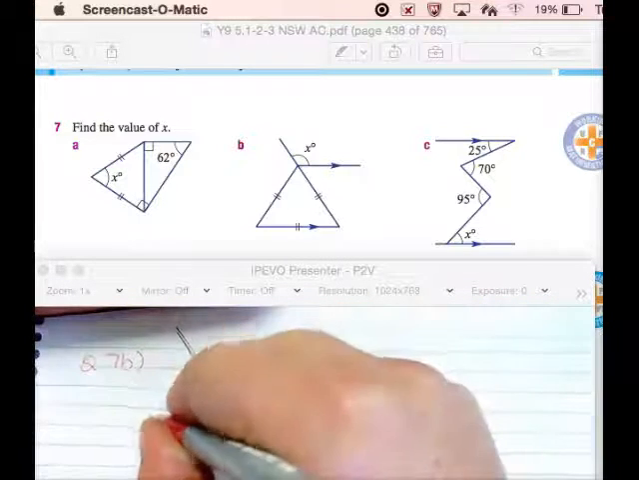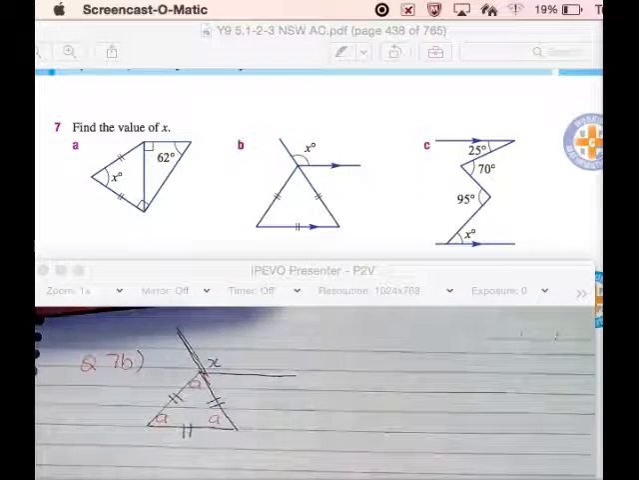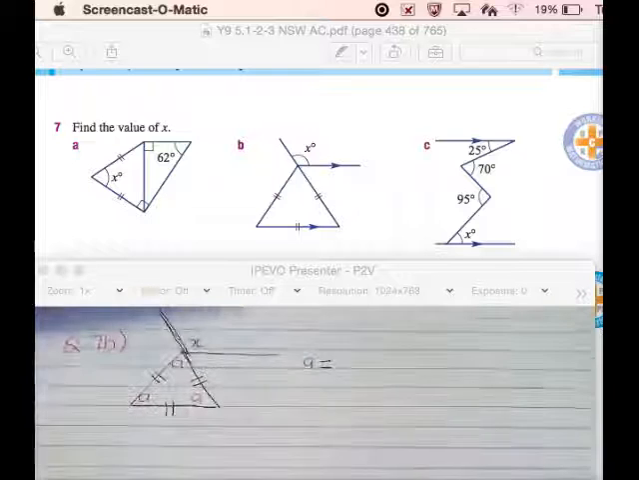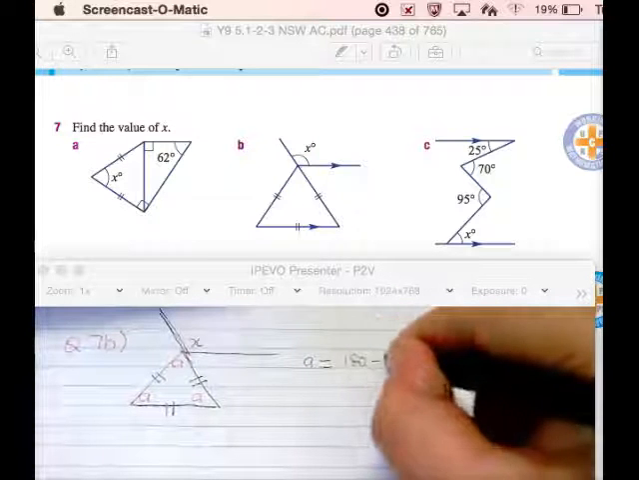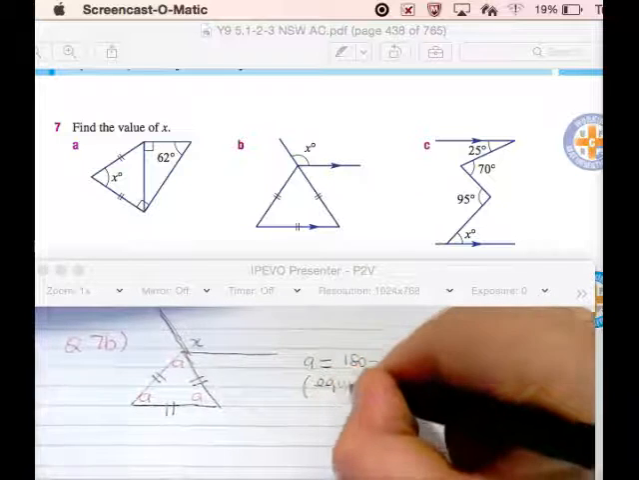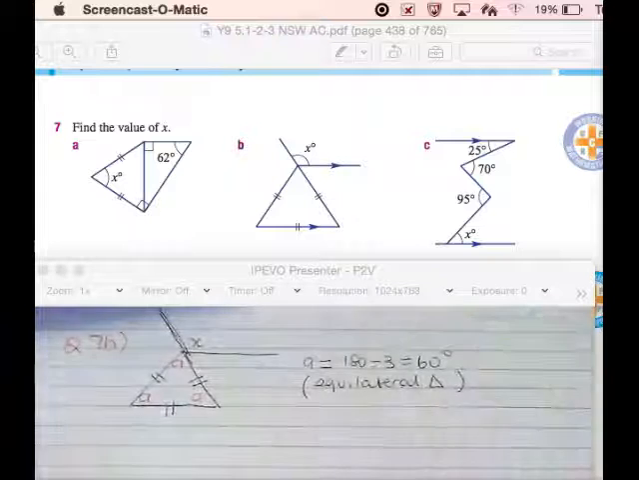Well, I'm going to put them all A because they're all the same. Do you know what I mean? So, what does A equal? 60 degrees. A equals 180 divided by 3, which is 60 degrees. Why? Equilateral triangle.